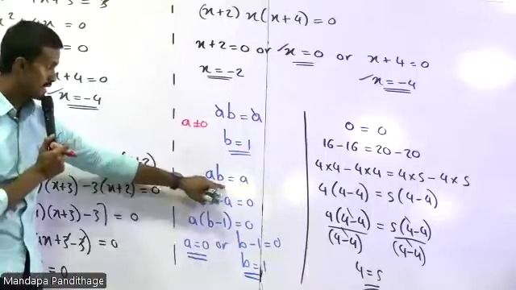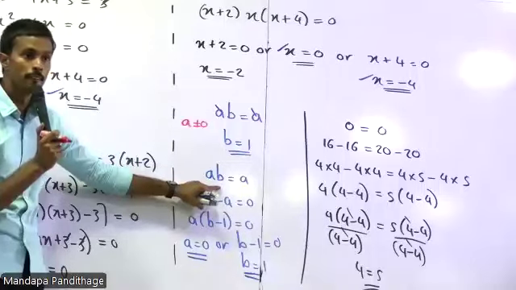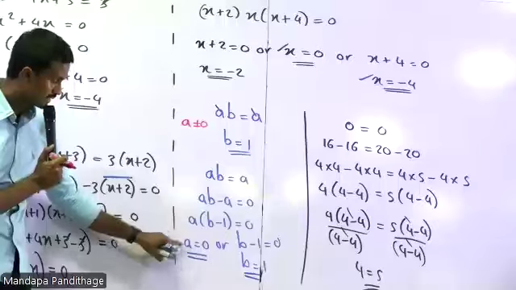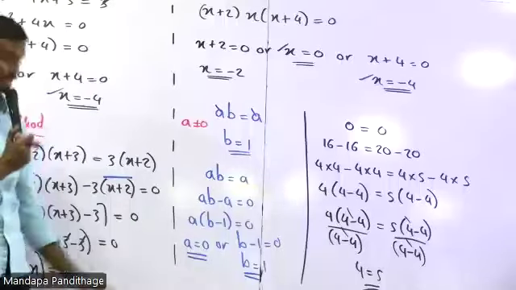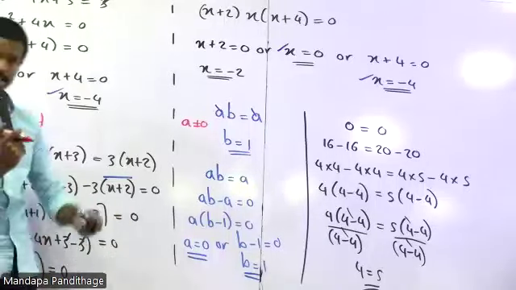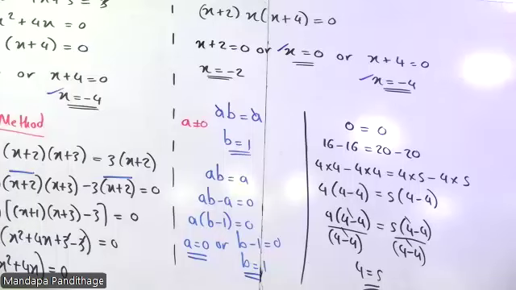But in this case, he hasn't divided by A. So that means he has considered the answer is equal to 0. That is why this answer is missed. Same scenario. In this case, you have cancelled these two.